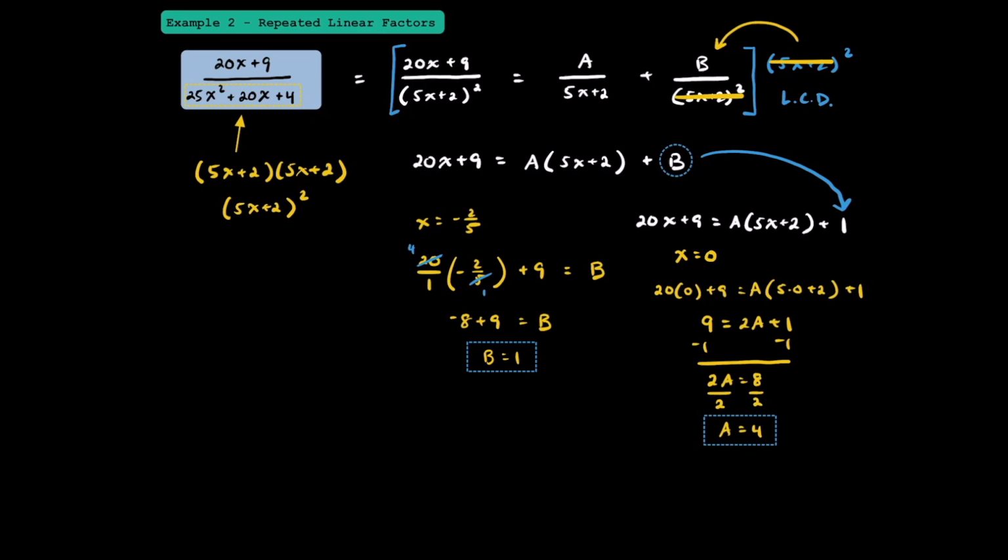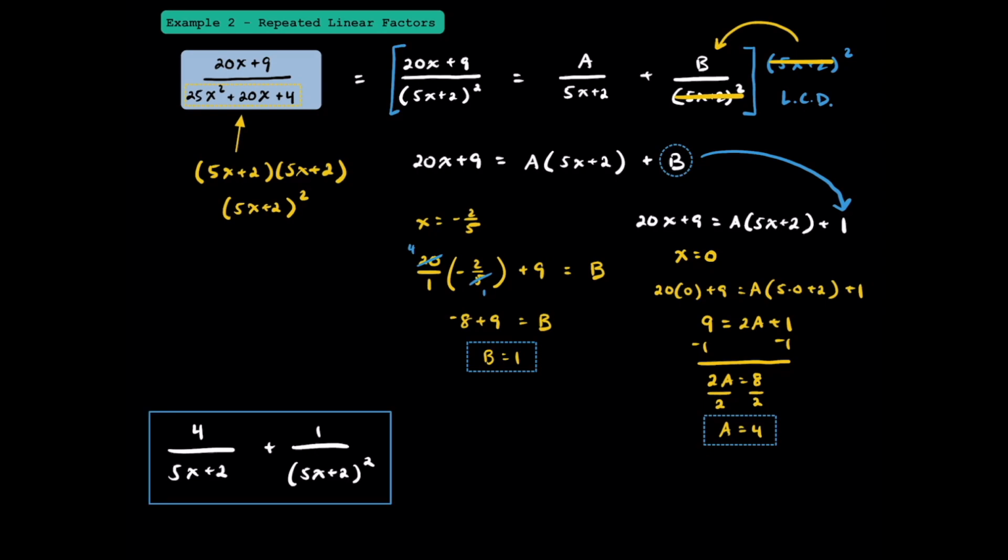Now that we have a and b, we can write our partial fraction decomposition as 4 over (5x + 2) plus 1 over (5x + 2) squared. This is our final answer.